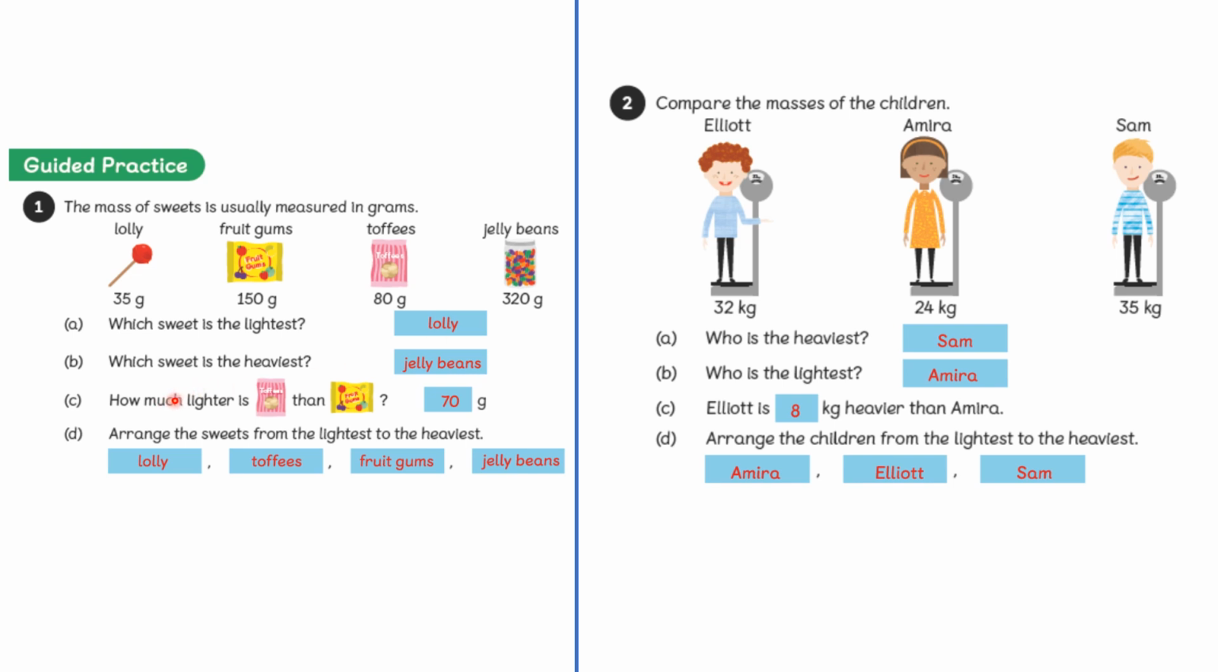Question C, how much lighter is the toffees than the fruit gums? Well, we should have got 70 grams here, and you could have counted on from 80 to 150 to find the difference, or you could have subtracted, and you could have done 150 subtract 80 to get 70. And then the last question, arrange the sweets from the lightest to the heaviest. We should have lolly, then toffees, then fruit gums, and then jelly beans.